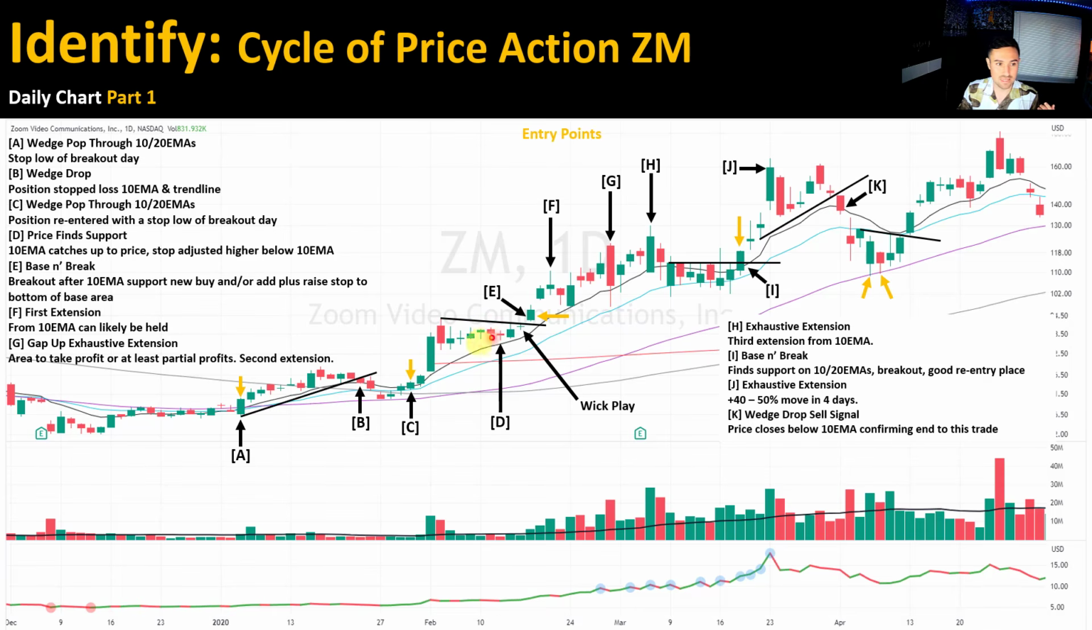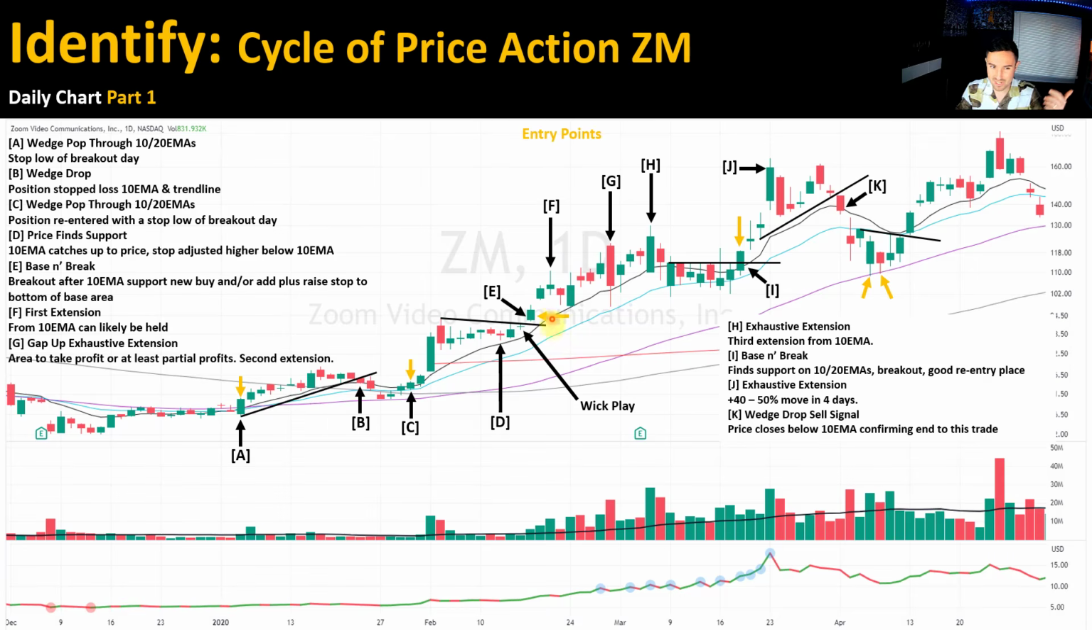Then over here at D, price finds support around the key moving averages. So the 10 EMA, the black line here, is catching up, and then at point E here you get the breakout, and this is a wick play. You're going to learn all about wick plays. I think I've got 5 examples, if not more, a little bit later on to show you. At point E, we get a basin break. Point F is the first extension.